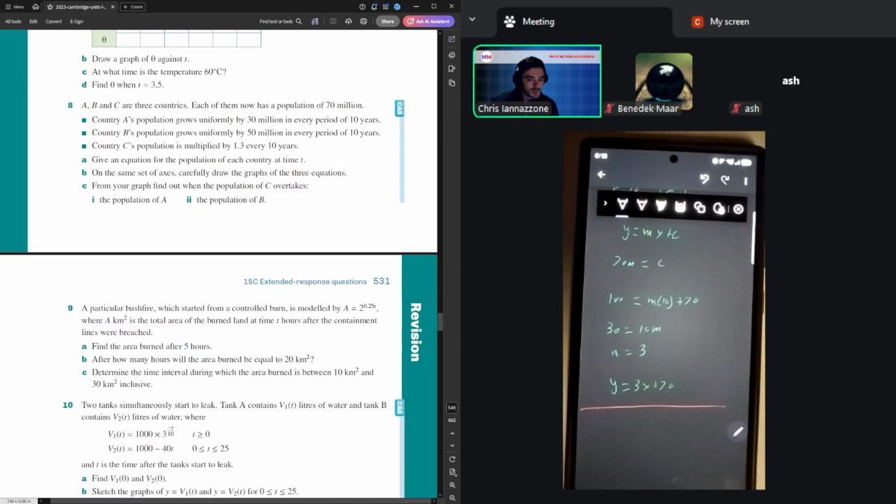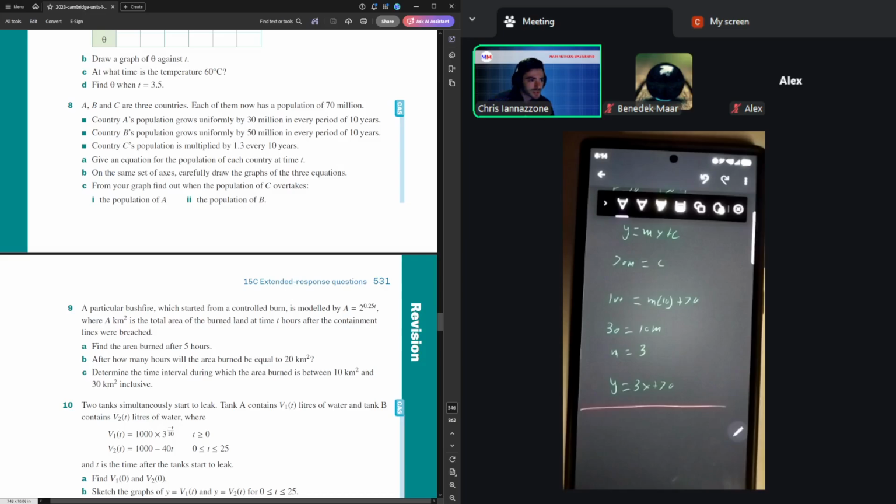It's not necessarily super obvious that it was going to be 3 as the gradient, given that the value we were told was that it grows by 30 million. If you know that your plus c value is 70, then maybe you expect your gradient to be 30. The reason it doesn't pan out to be 30 as your gradient is because it's every 10 years, not every 1 year. Because both of them are double digits, so to speak, they kind of cancel each other out. That's one way of thinking about it.